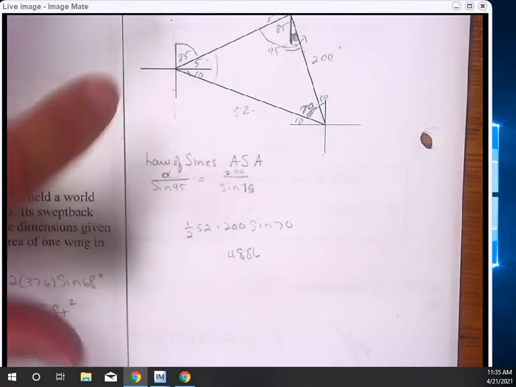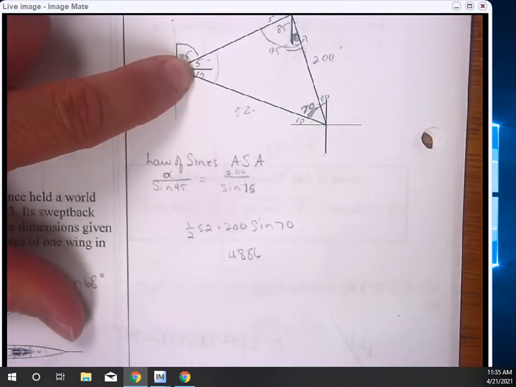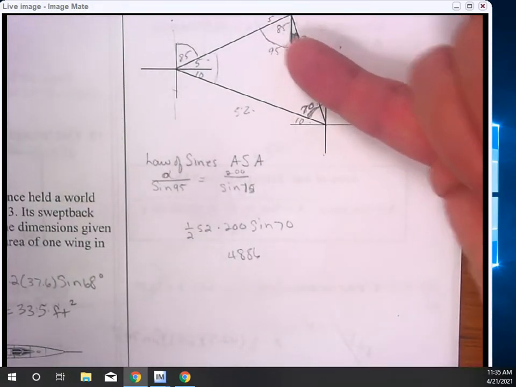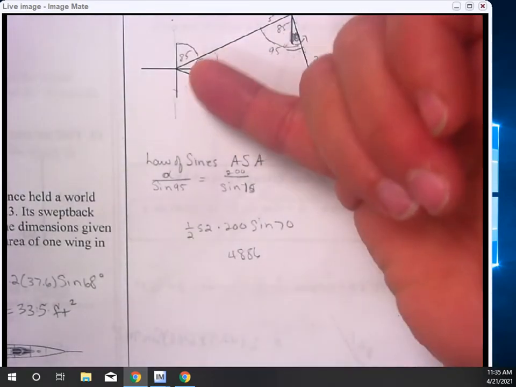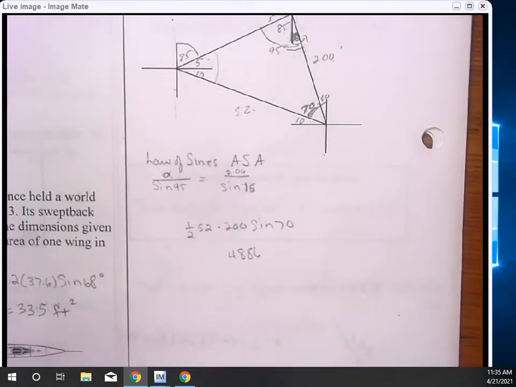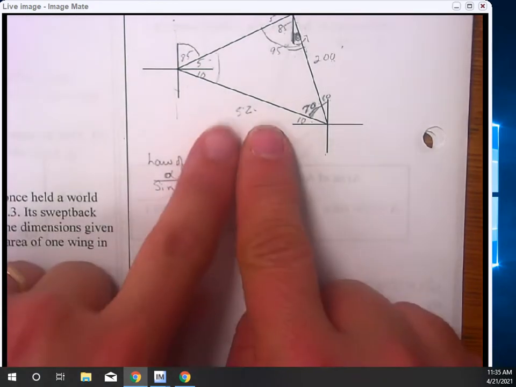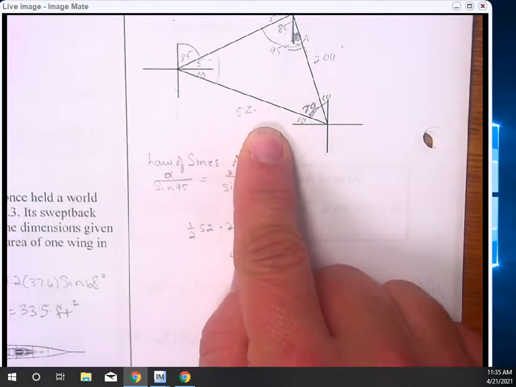How did I know that that was 15 degrees? Oh, because you added the 5. Yeah, I added the 95 and the 70 and got it, or you could add the 5 and the 10. And you can double check to make sure it all adds up to 180. Then using the law of sines, again, I cross multiplied and divided, and I got that side of 52.